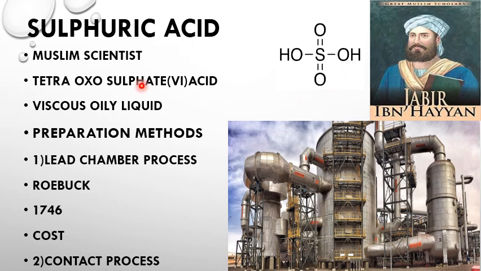Sulfuric acid was first prepared by the Muslim scientist named Jabir bin Hayyan. He is also called the father of chemistry.